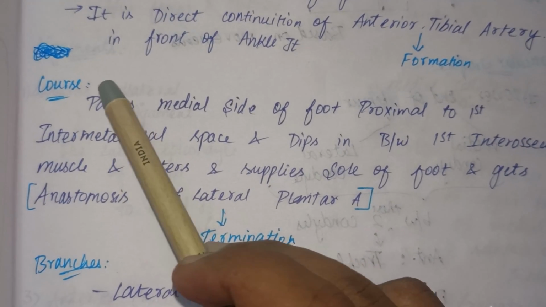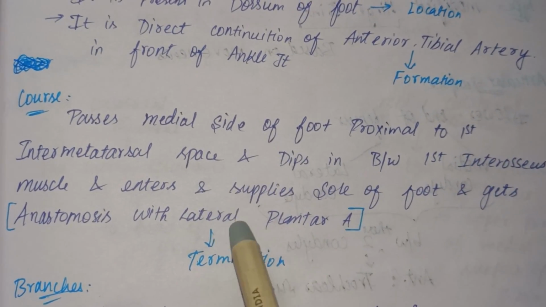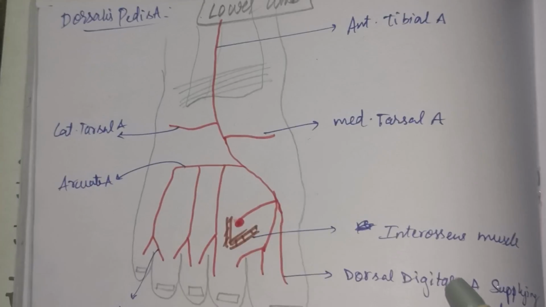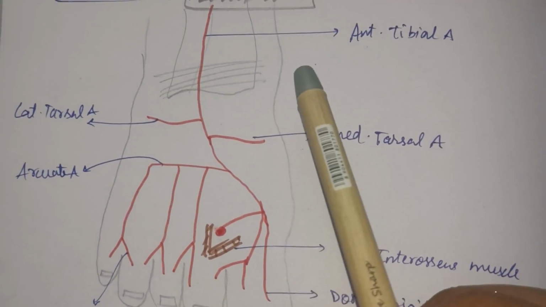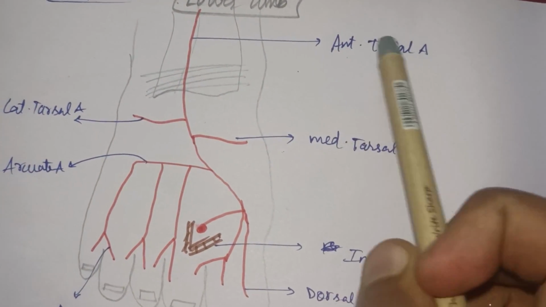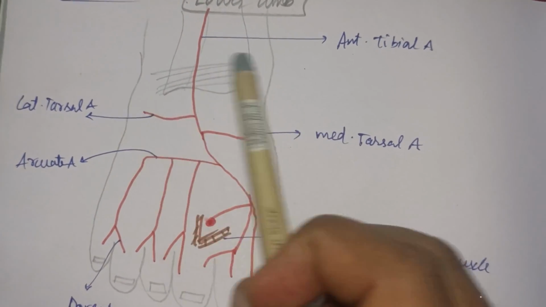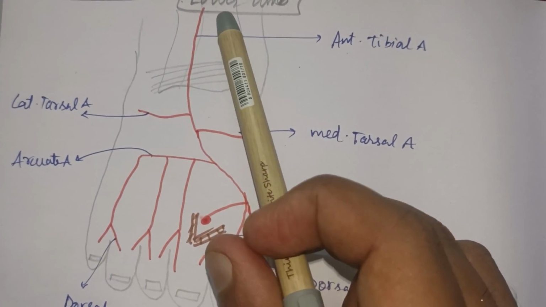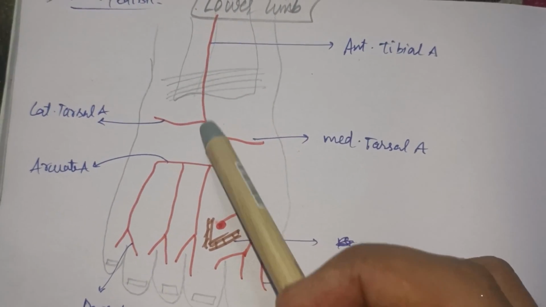So as I read about the course, you didn't understand, right? So I'm going to explain it with the diagram. Now let us see the Dorsalis Pedis artery. As I already mentioned, Dorsalis Pedis artery is the direct continuation of the anterior tibial artery in front of the ankle joint. This is the ankle joint. In front of the ankle joint, the anterior tibial artery continues as the Dorsalis Pedis artery.